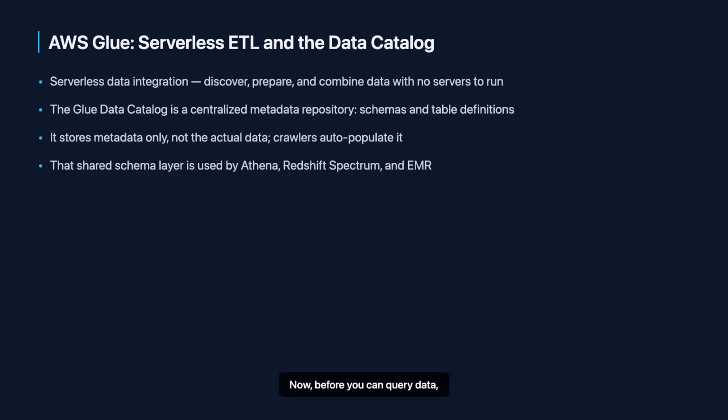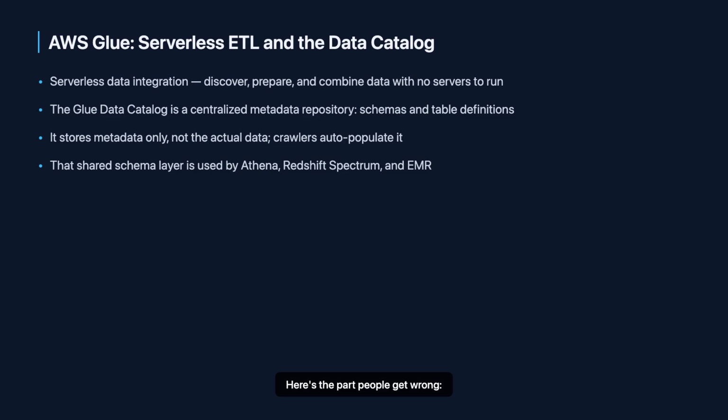Now, before you can query data, something has to know what shape it's in. That's where Glue comes in. Amazon Web Services Glue is a serverless data integration service. It discovers, prepares, and combines data with no servers for you to run. At its heart is the Glue Data Catalog, a centralized metadata repository of schemas and table definitions.